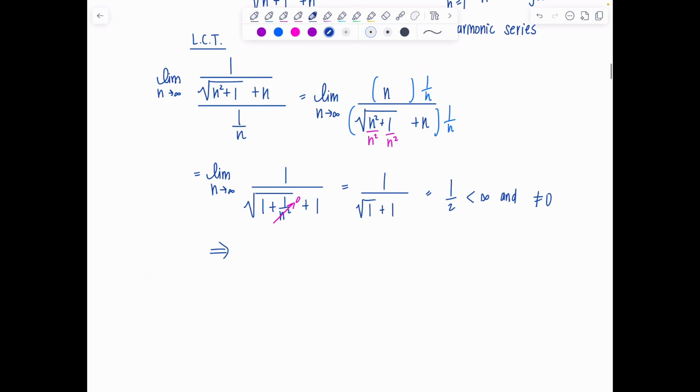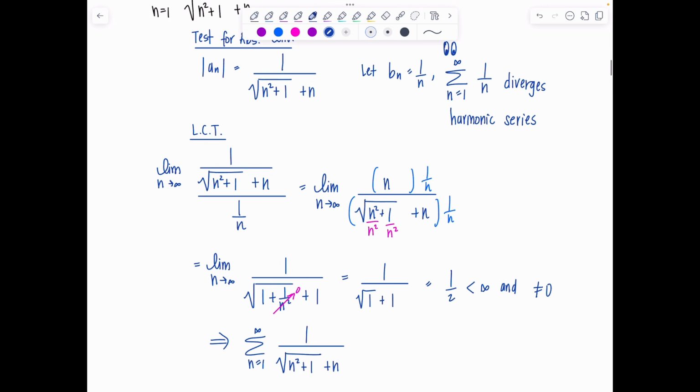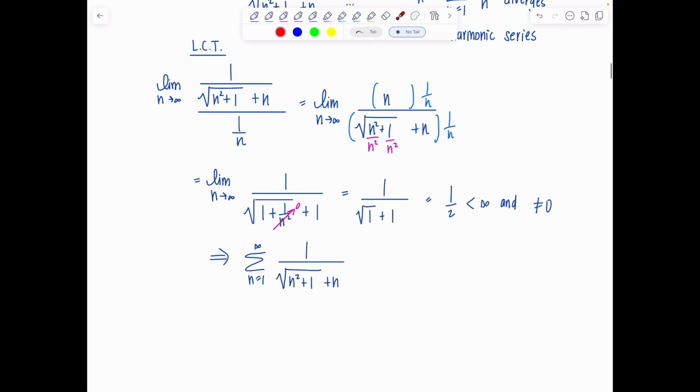That tells me that my series, the sum n equals 1 to infinity of 1 over square root n squared plus 1 plus n, and the harmonic series behave the same. They're twinsies. So since the harmonic series diverges, that tells me my series also diverges by limit comparison test.